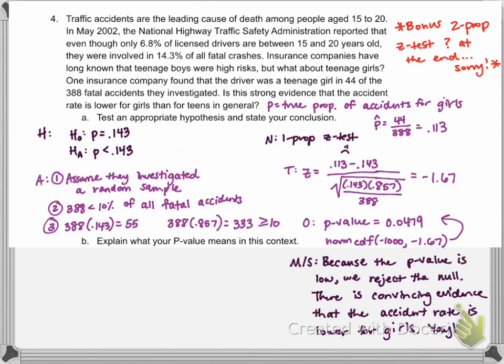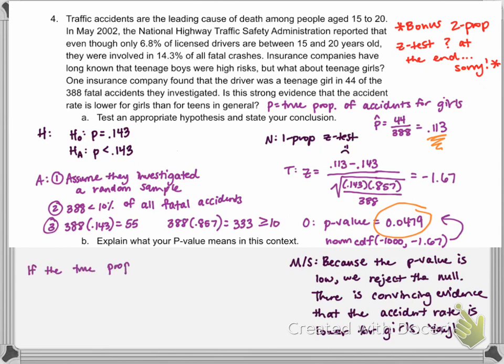Then it's asking me, okay, so you got this p-value of 0.0479 over here, and what does that p-value mean in this context? So again, you're doing all these calculations assuming that that null hypothesis is true. So my p-value is like, assuming that the proportion for girls is 14.3%, what is the probability that I would get a p-hat in my sample of only 11.3%, or even more rare?